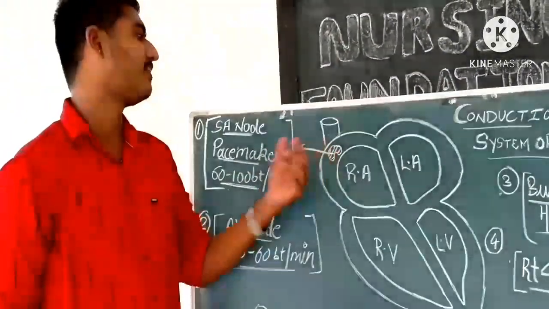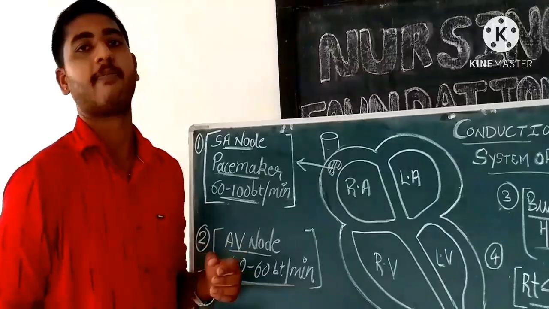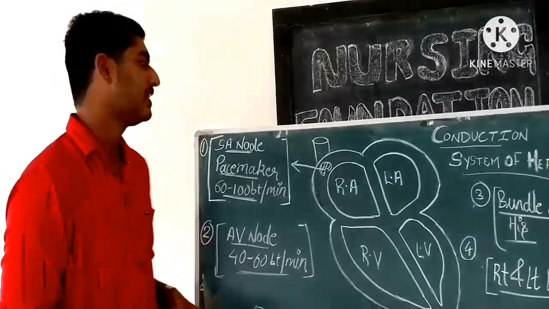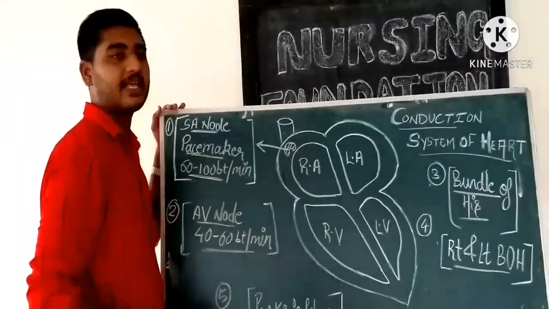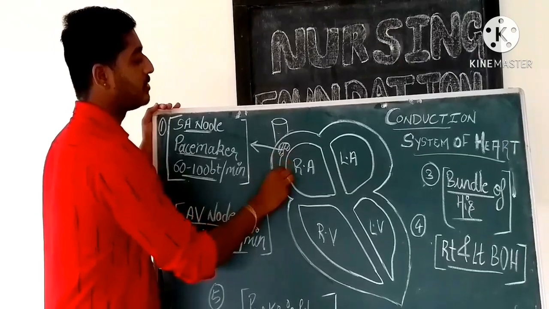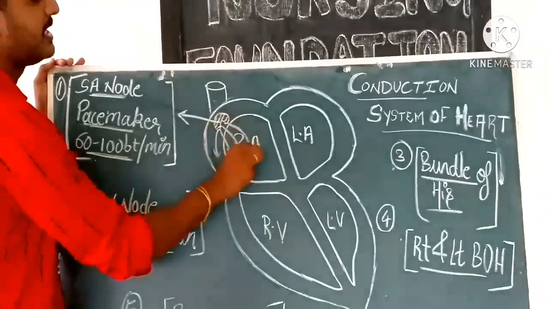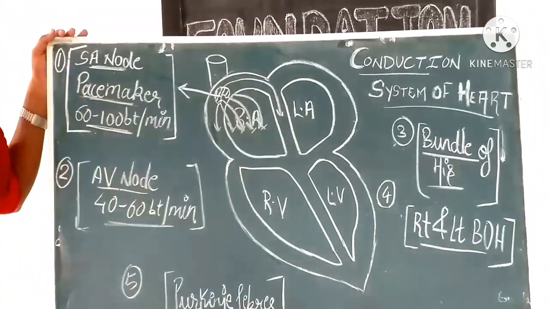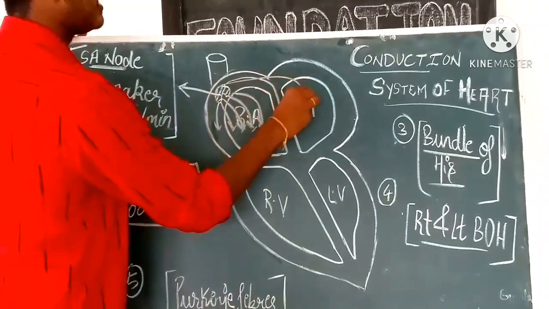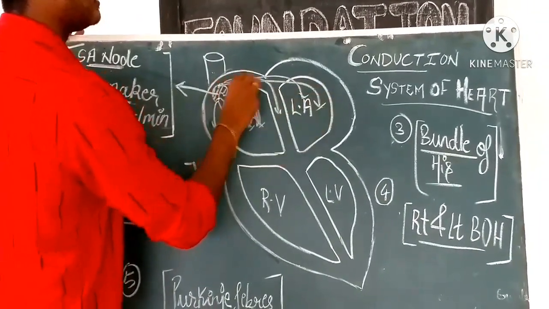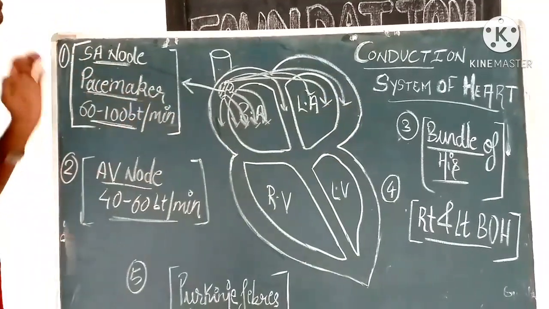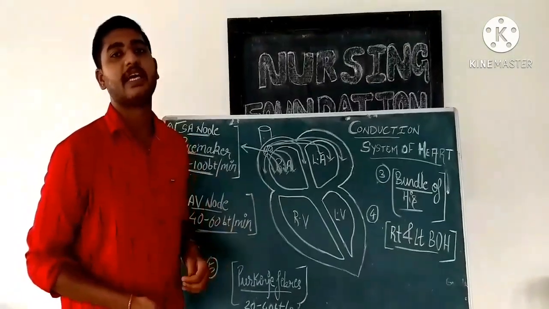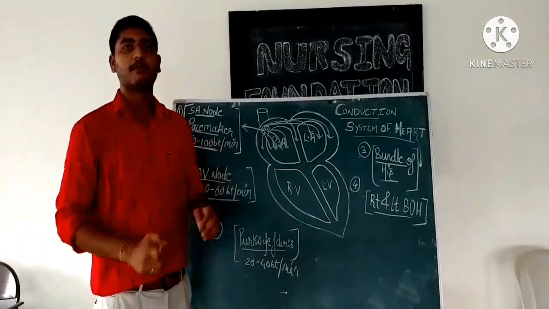The special characteristic of this SA node is nobody is going to stimulate it. On its own, it is going to fire or send the signals. Okay. So now it is going to send the electrical impulses or the signals into the right atrium by the posterior internodal fibers, into the septum by the middle internodal fibers, and into the left atrium by the anterior internodal fibers.